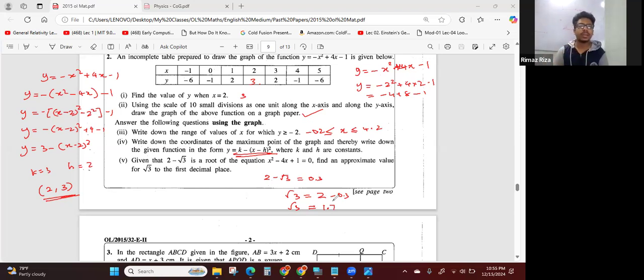Only the time to draw the graph will take. You can take 4-5 minutes to draw the graph, just quickly writing the axes, marking these values, and then plotting the graph. It will take around 5 minutes. And you should know that you should not spend more than 15 minutes on one main question.